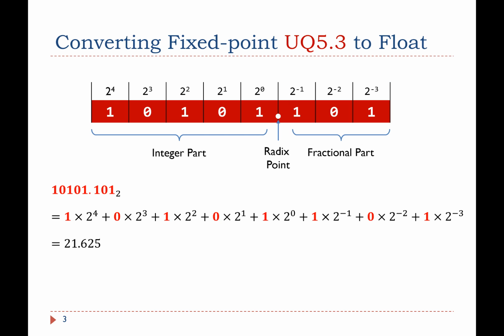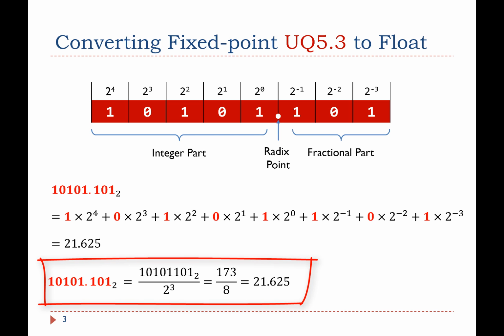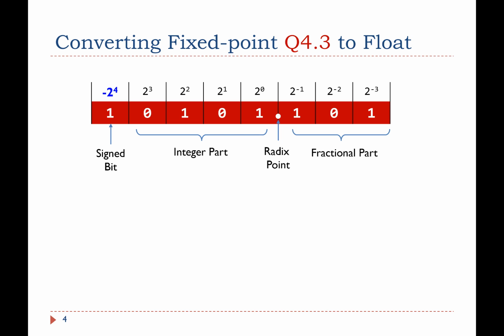We can take a simple approach to convert to float. We simply treat the fixed point number as if it were an integer. In other words, we remove the radix point. Then, we divide the integer by 2 to the power of 3. In general, we divide the integer by 2 to the power of n for a fixed point with n fractional bits.